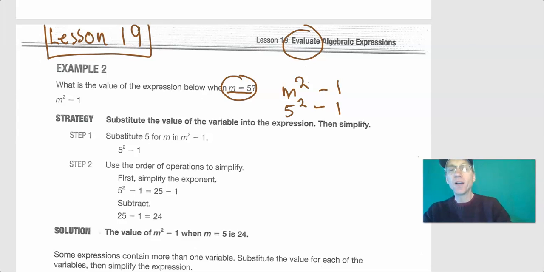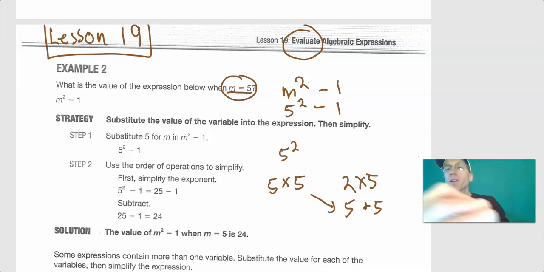Now you've got to remember, 5 to the power of 2 means 2 5s, but you're multiplying them. It doesn't mean 2 times 5, that's different. 2 times 5 means 2 5s, but you're adding them. That's 2 times 5. 5 to the power of 2 means you've got 2 5s, but you're multiplying them. So that's where the difference comes in, okay?